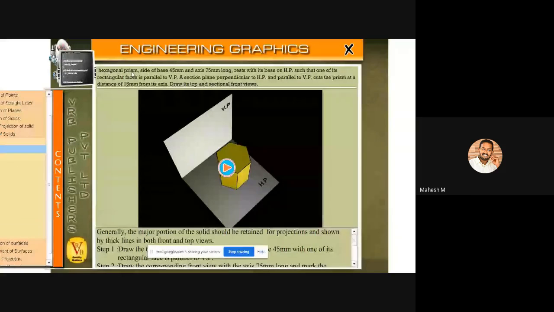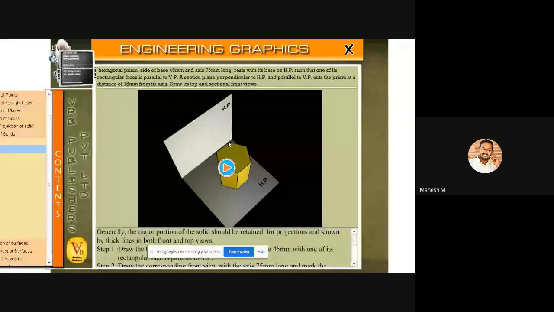A hexagonal prism, side of base 45 mm and axis 75 mm long, rests with its base on HP, such that one of its rectangular faces is parallel to VP. So the base should be exactly on the HP and one of its rectangular faces is parallel to VP. This particular surface will be called a rectangular face. You can see here that this particular edge is parallel to VP.